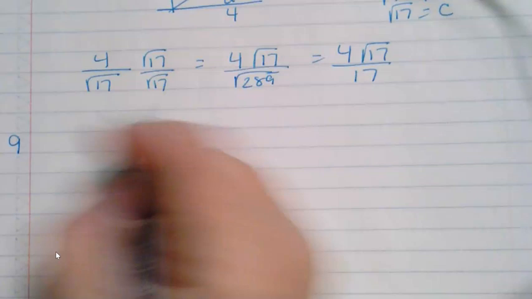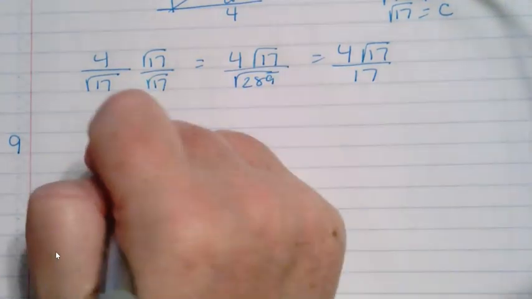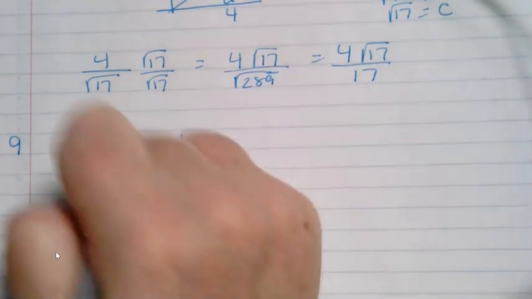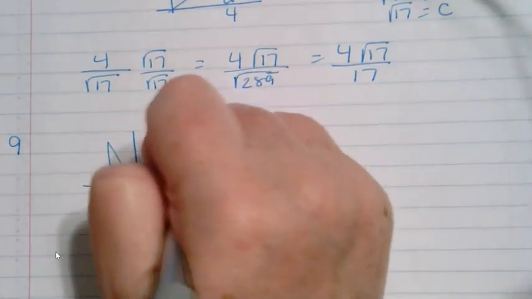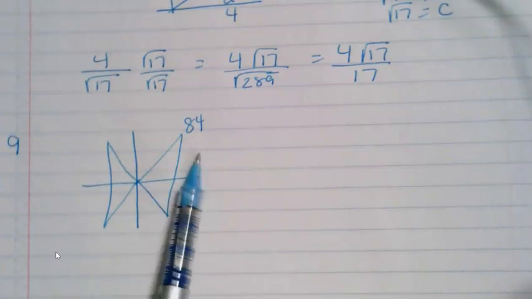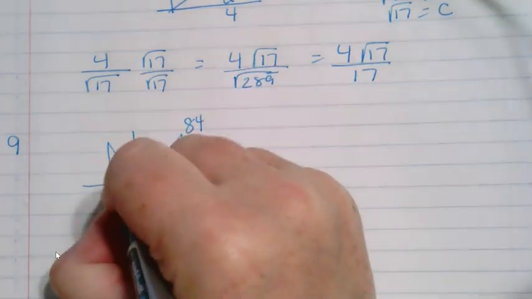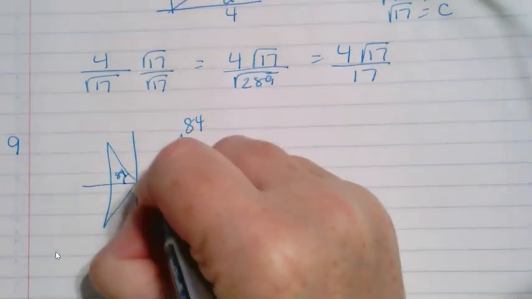Nine is reference angles, so 84 degrees. So this is where we're going to do this. So they gave us 84. Now 84 is between 90 and 0, so we don't do anything. So I want all of these to be 84.